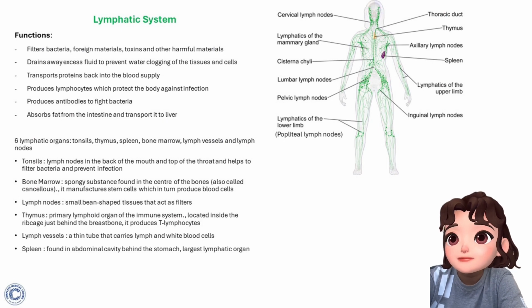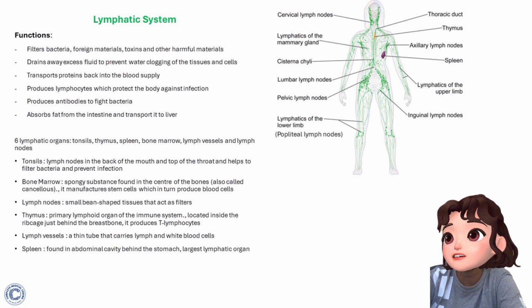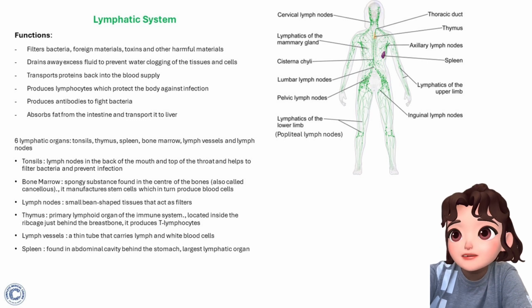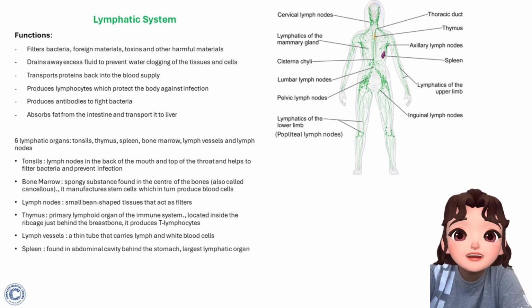Now, thymus. Thymus is a primary lymphoid organ of the immune system. It's located inside the rib cage just behind the breastbone. You can see the location of the thymus in yellow color. It produces T lymphocytes. Thymus is the one that produces T lymphocytes.